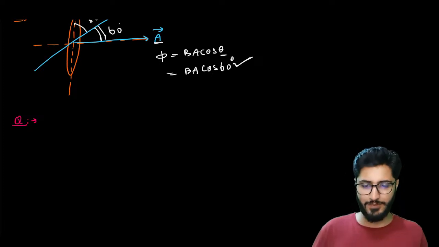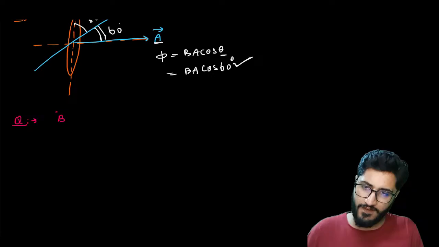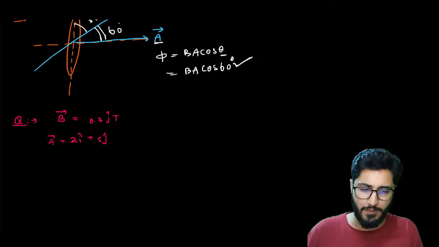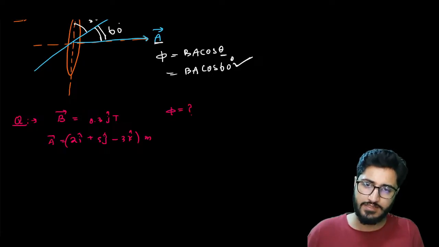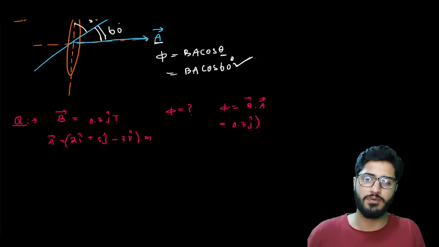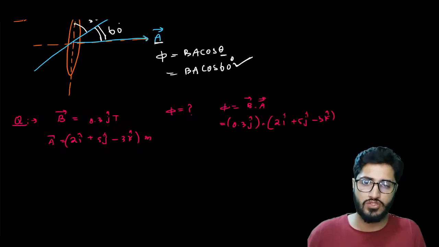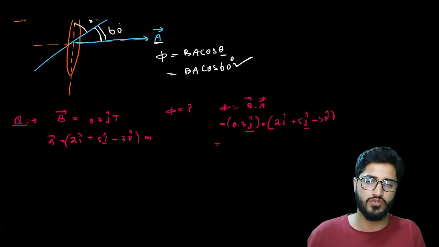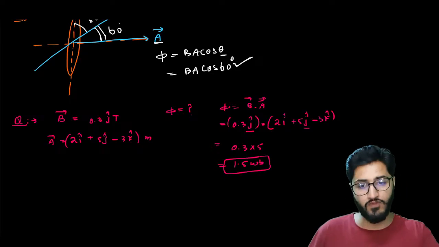Okay, great, beta. We have a numerical where my magnetic field B is given as 0.3 j cap Tesla, where area is given as 2 i cap plus 5 j cap minus 3 k cap meter squared. I need to get my flux. So flux is B dot A only. B is 0.3 j cap, dot A, which is 2 i cap plus 5 j cap minus 3 k cap. This is a dot product. In the dot product, i into j is 0. So I need to do j into j, which is 0.3 into 5, which is 1.5 Weber. So my answer is 1.5 Weber.